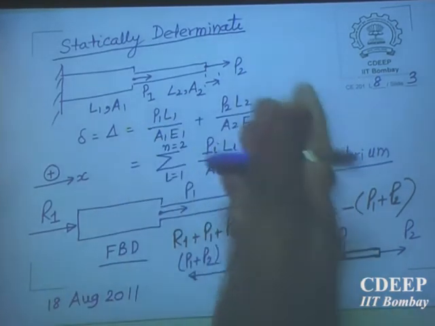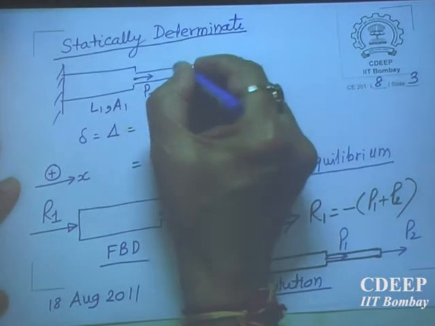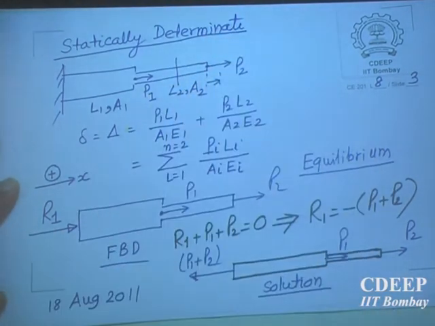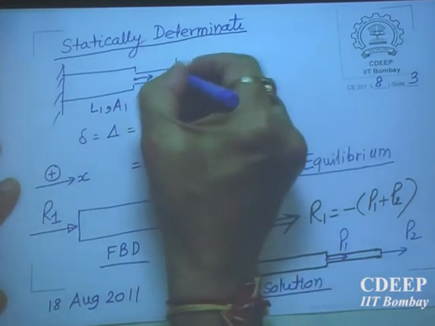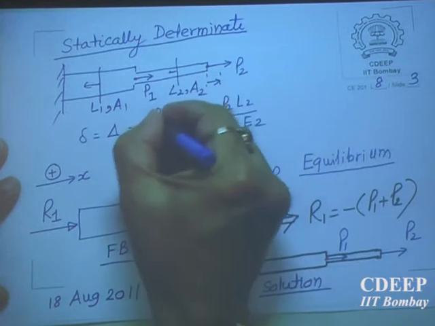Is whatever I have written right or wrong? Wrong, yes. See, this is okay. Here, P2 at any cross section will be P2. What about here? Yes. So here it will be P2 also.